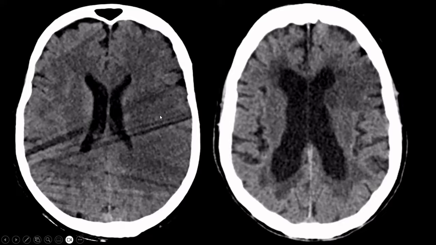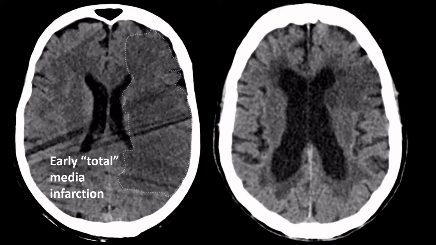And although the edema is not as conspicuous as in the previous cases, look carefully. Look if you can see the gray-white matter differentiation in the left cerebral hemisphere. You can't. The gray-white matter differentiation is gone. This is cerebral edema in the territory of the left middle cerebral artery, and this was an early total media infarction. In some cases, the infarction can be located in the territory of a smaller, more peripheral artery.